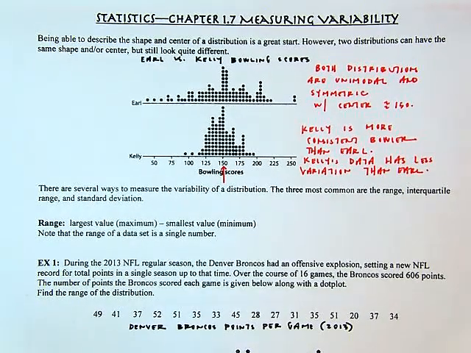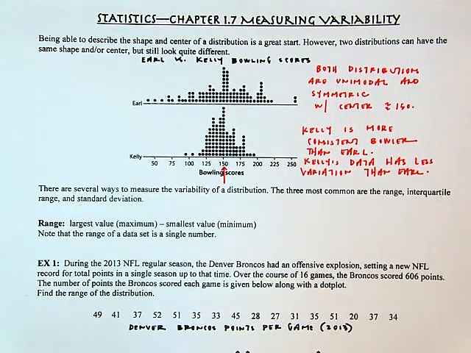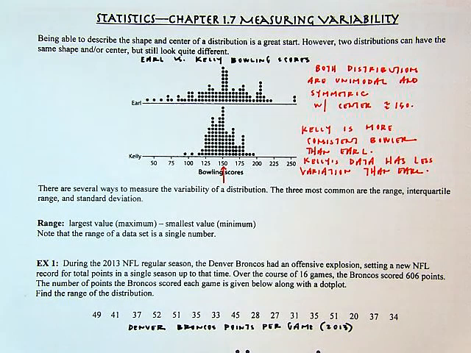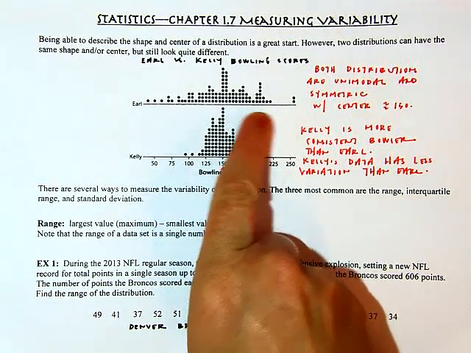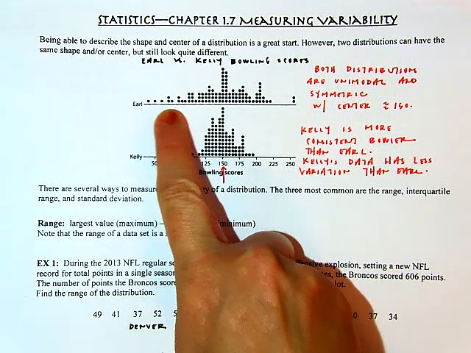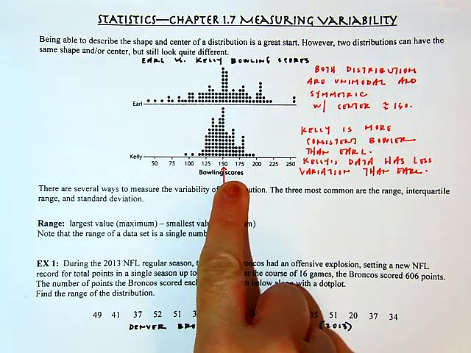Okay, so let me just say that one more time. Their shapes match, their centers match too, but Kelly appears to me more consistent than Earl because her data is more tightly packed together in relation to the mean. Earl's is much more widespread. He has more variation compared to Kelly.